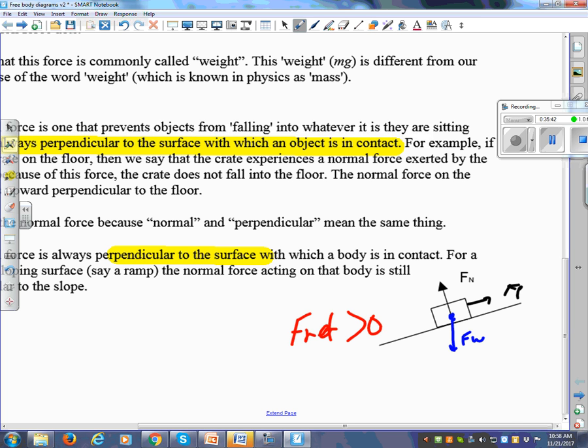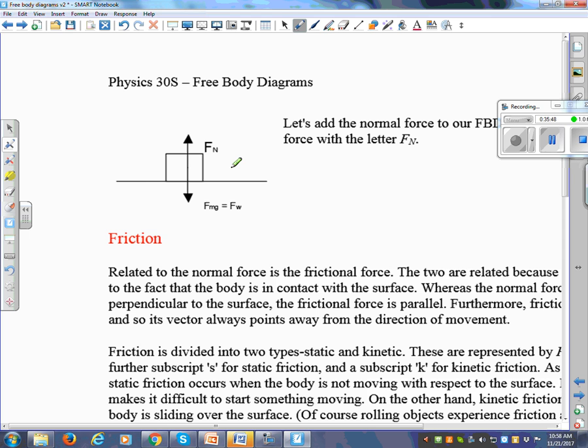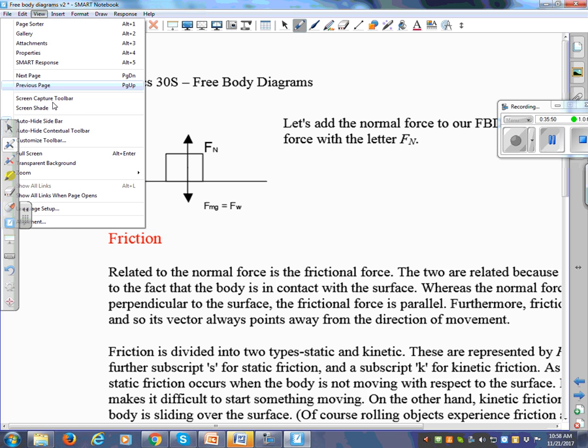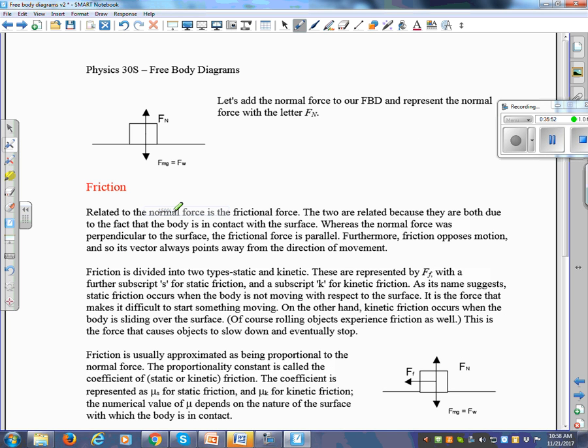I'm jumping ahead quite a bit with you. Okay, here's friction here. Here's what you should have got. I've already done this. It says, let's add the normal force to our FBD and represent the normal force with the letter Fn. These ones here are equal and opposite. Here, the F net equals 0, right?